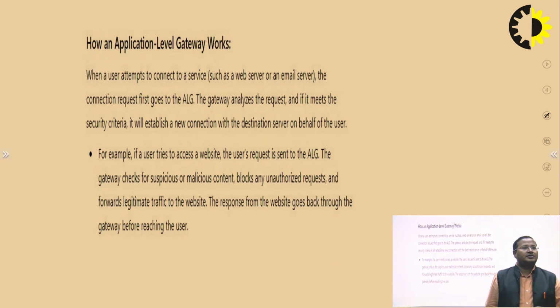How an application level gateway works. For example, if a user tries to access a website, the user request is sent to the ALG. The gateway checks for suspicious or malicious content, blocks any unauthorized request, and forwards legitimate traffic to the website. The response from the website goes back to the gateway before reaching the user.